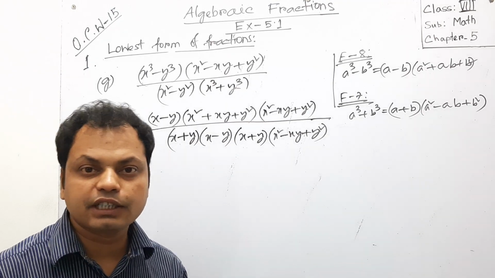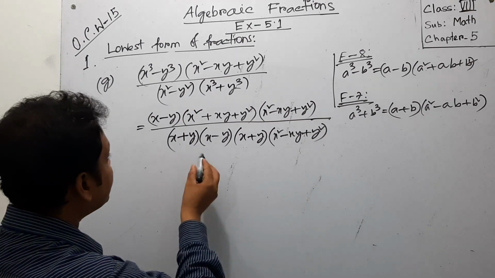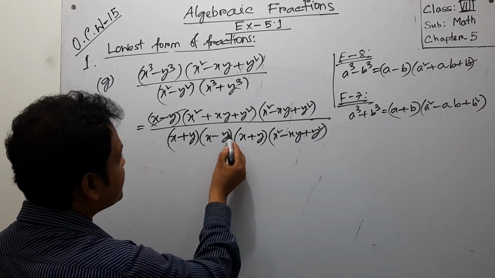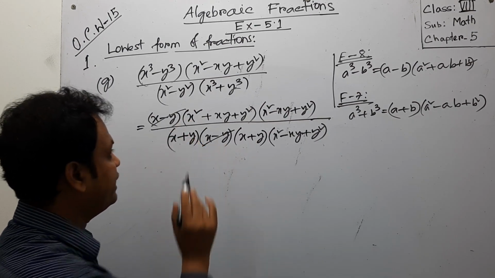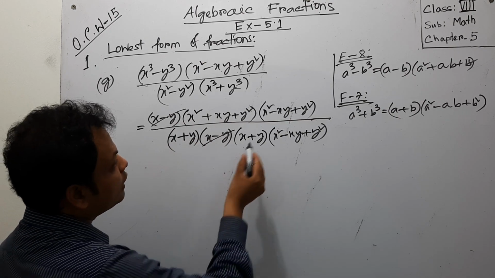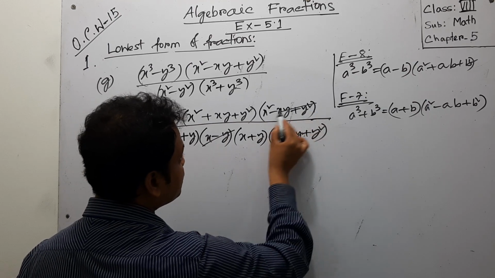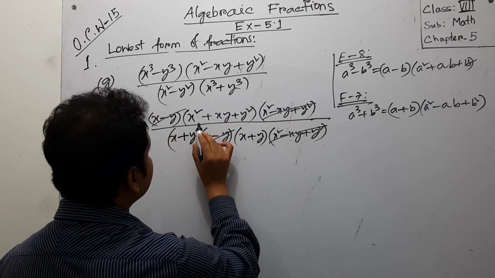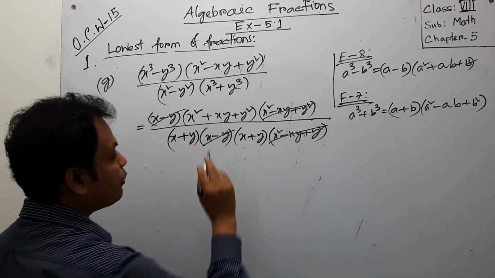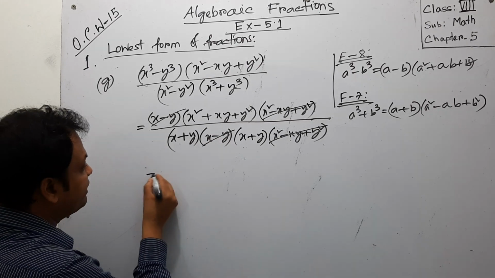Now we'll eliminate the common factors. So here is x minus y, here is x minus y. So x minus y will be eliminated. Then here is x square minus xy plus y square, here is x square minus xy plus y square. So this one will be eliminated. x square plus xy plus y square we cannot eliminate, so that will be the remaining part.